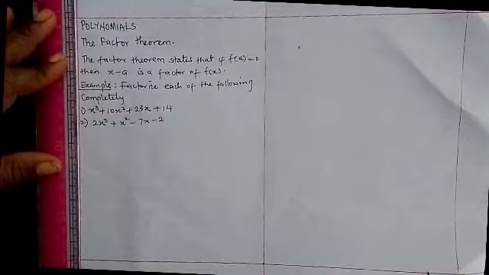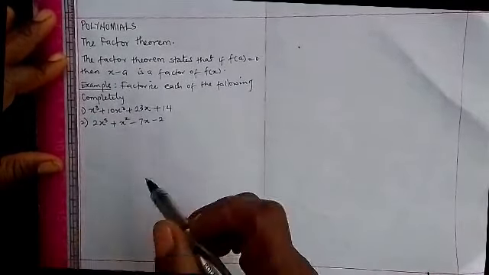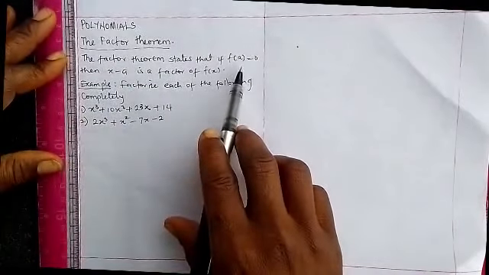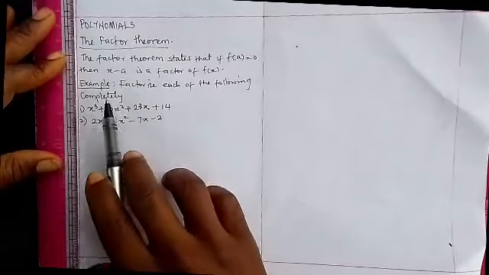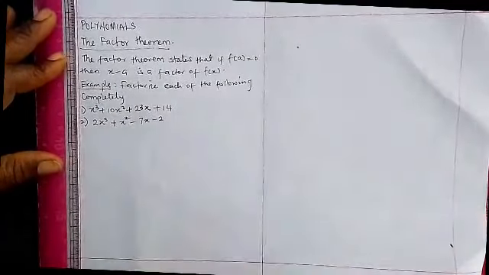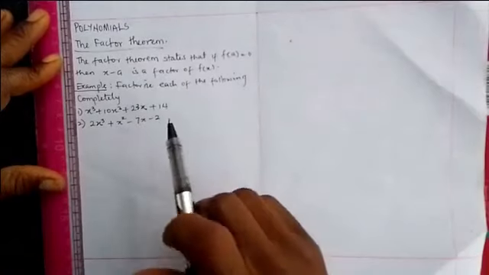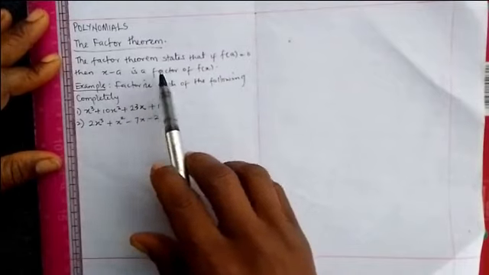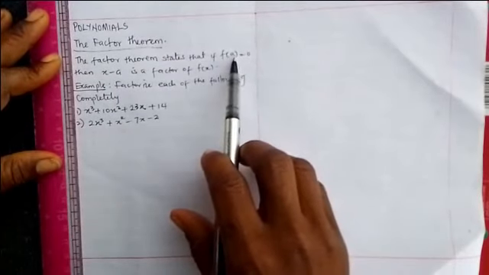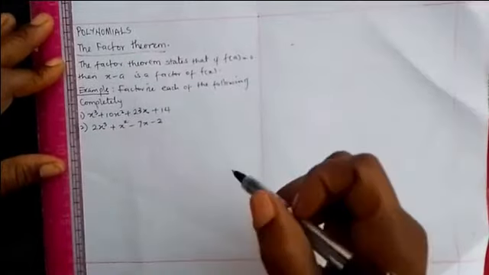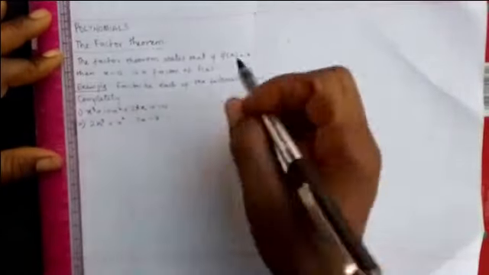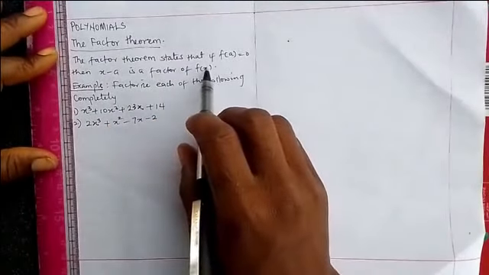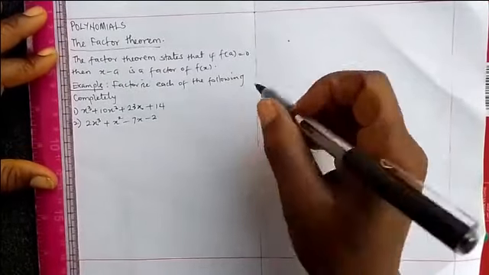In this video, we'll be talking about the factor theorem. It states that if f of a is equal to 0, it then means that x minus a is a factor of f of x. What this statement means is that the constant here, when you replace it with the polynomial, the answer will give you 0. Look at what I mean.